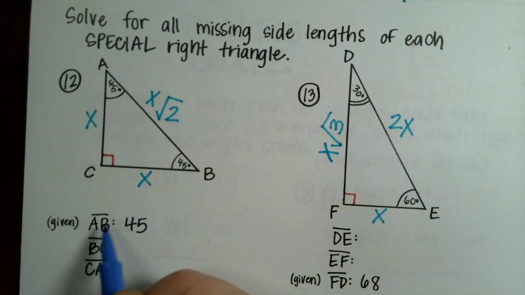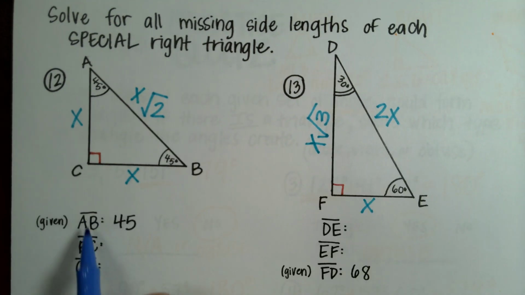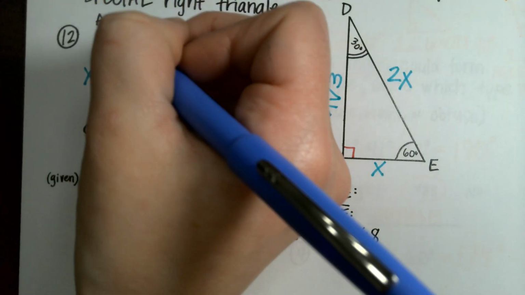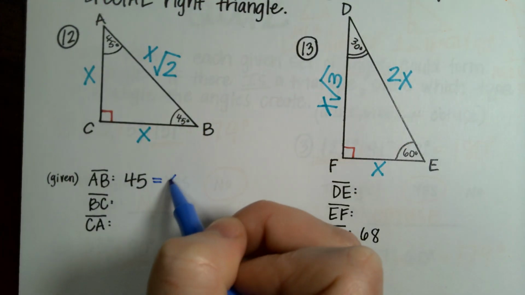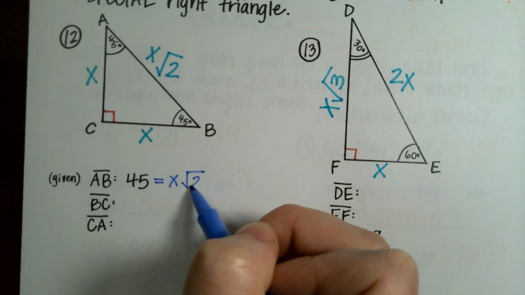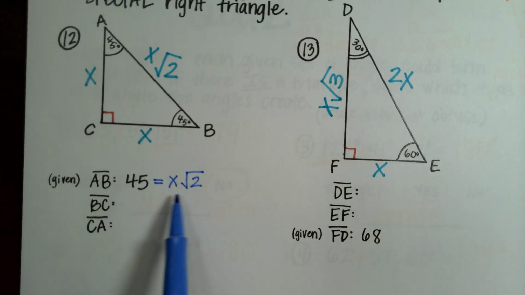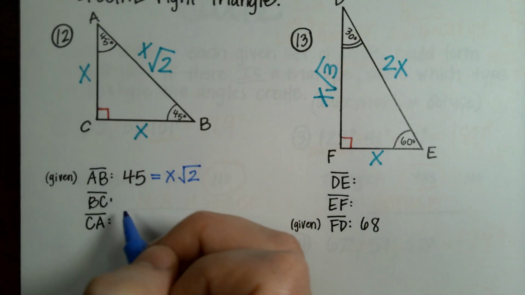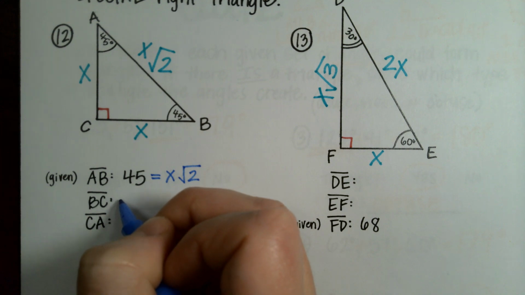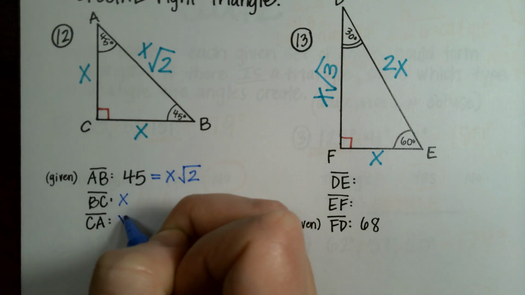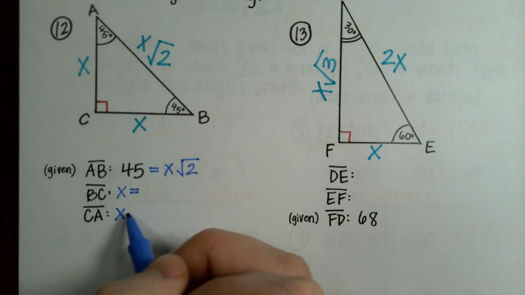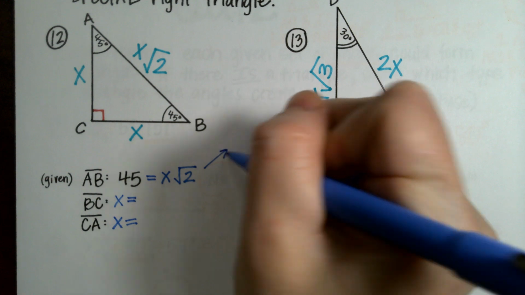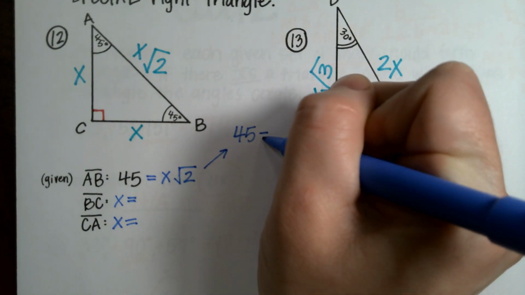So we could set up the equation. I always like to say what my values here are equal to as well. So I know AB is 45, that's given, but I also know AB equals x times radical 2. So now I have a whole equation set up that I could solve. And then I know BC and AC, or BC and CA, are both x. So whenever I solve for x, I've got my other sides. So you would take 45 divided by radical 2. Yes.